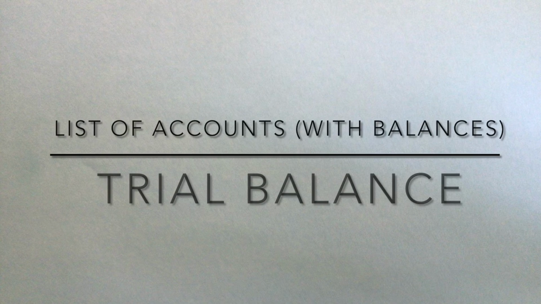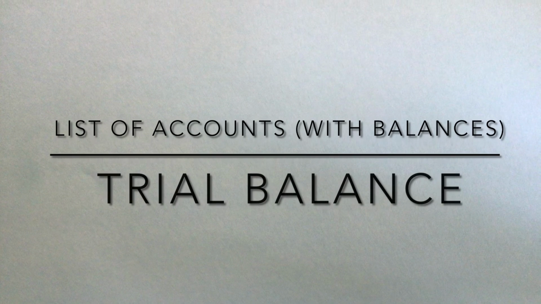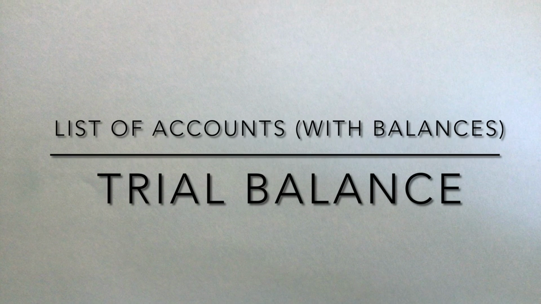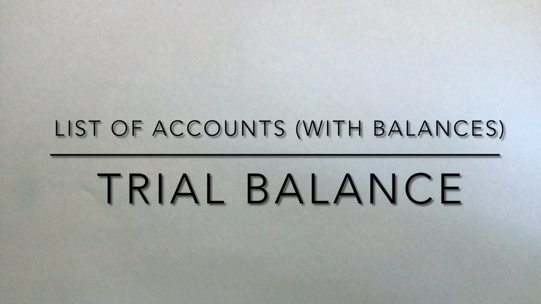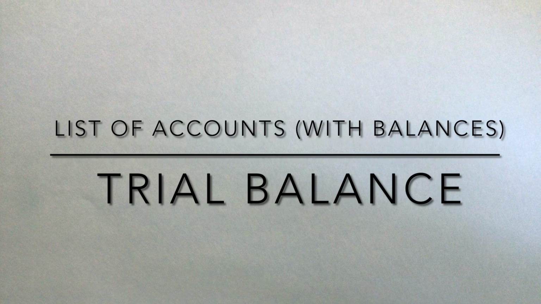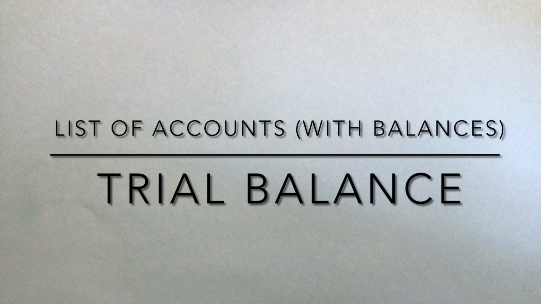These are called adjusting entries, and we're finished with them. What they do is they create something called an adjusted trial balance. This is our final trial balance, but it's really just a list of the accounts with their balances.